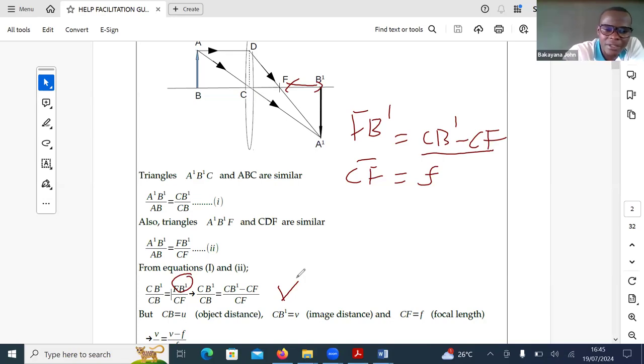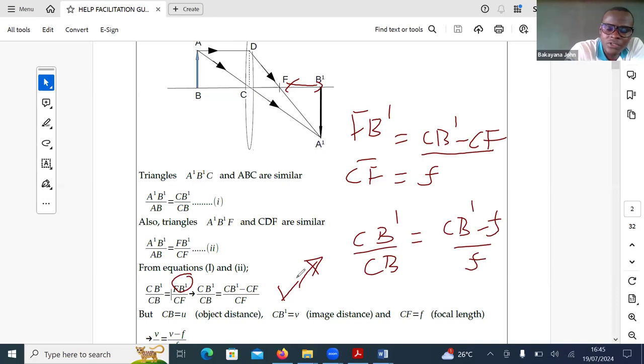So here I can just substitute. CB prime out of CB is equal to CB prime minus CF, which is F, out of CF, which is F. So what was CB prime? If you relate on the diagram, CB prime is the image distance. And what was CB? CB was the object distance. So it is equal to CB prime, still V, minus F out of F. Is that okay?